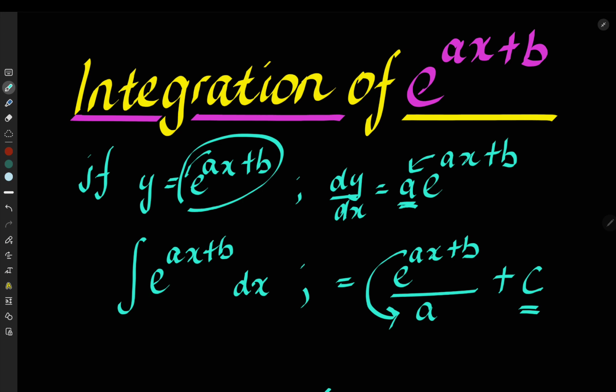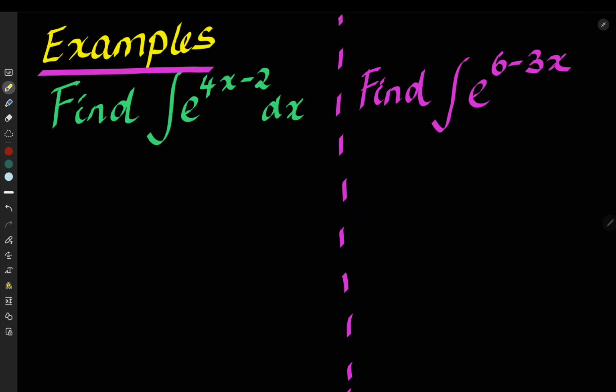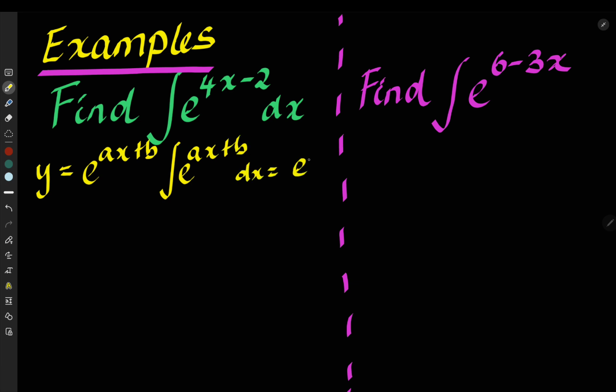Now, let's look at some examples. In this first example, we are asked to find the integral of e to the power of 4x minus 2 dx. Remember what we said, the integral of e to the power of ax plus b dx is simply equal to e to the power of ax plus b divided by a plus a constant c.